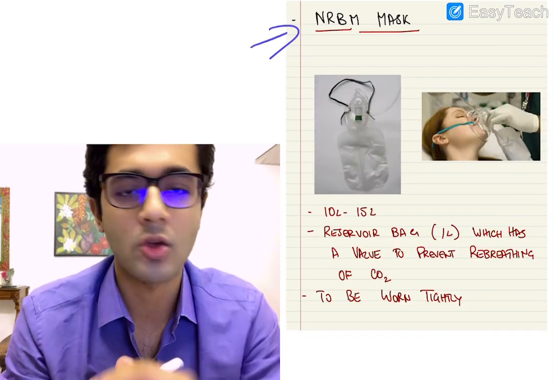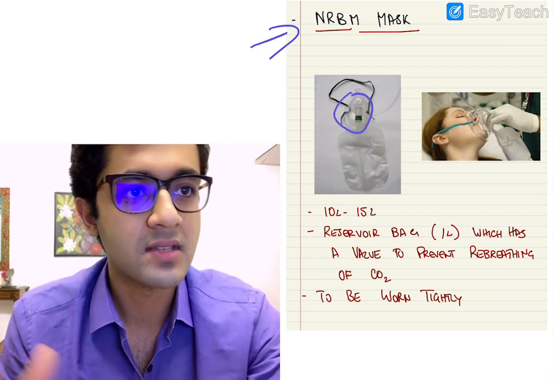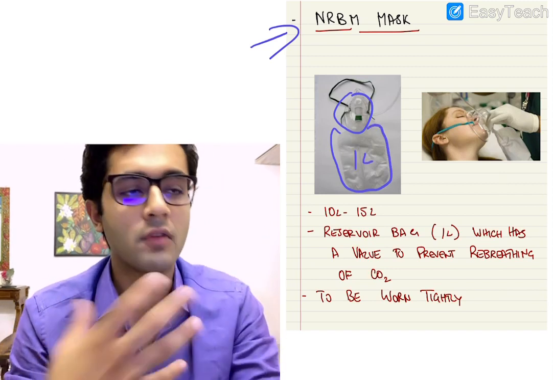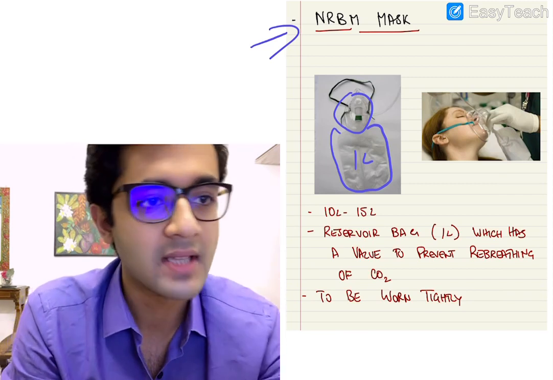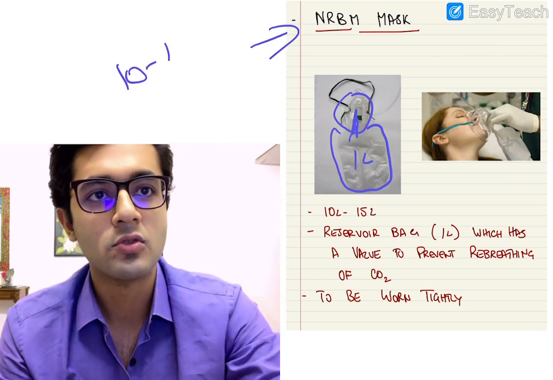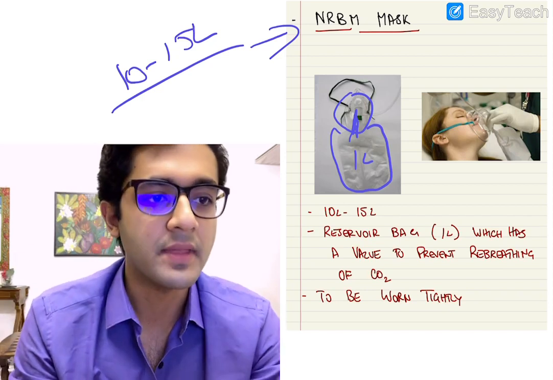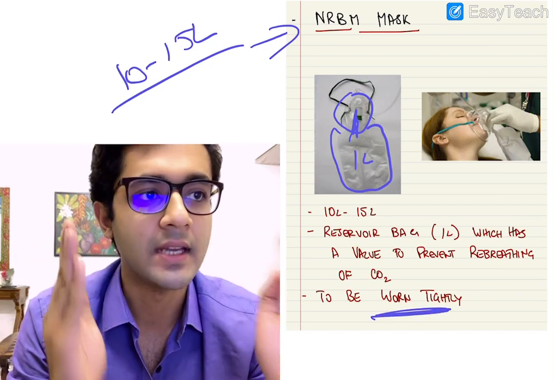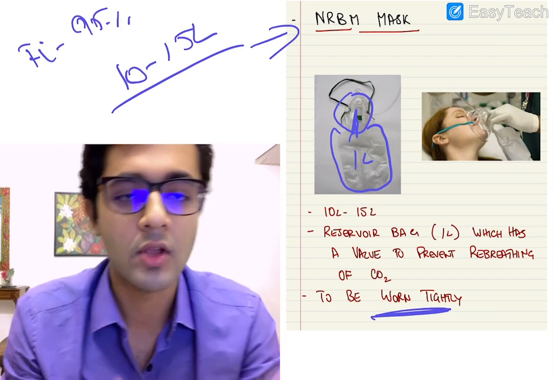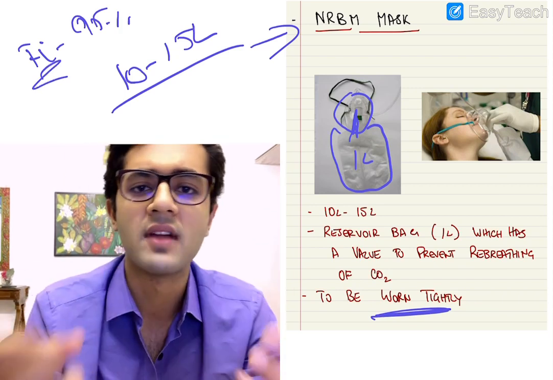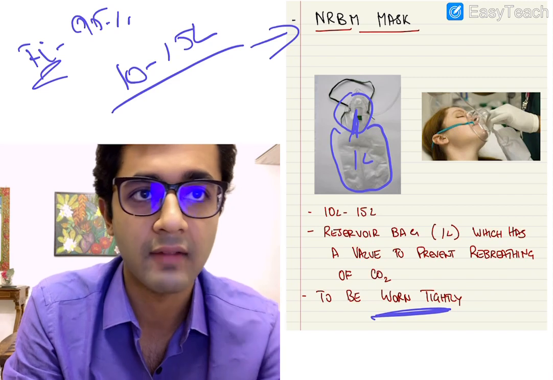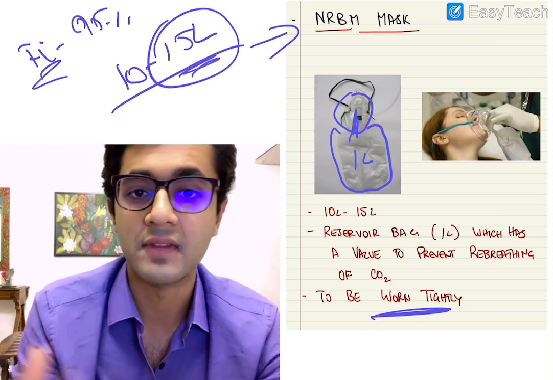Coming to the NRBM or non-rebreathing mask, the mask is very similar to the face mask, and to that you attach a large reservoir bag which has a capacity of around 1 liter. There's a valve between these two which prevents rebreathing. The NRBM is used for the range between 10 to 15 liters, and it should always be worn tightly and fixed tightly to the face. NRBM is super effective. It can provide an FiO2 of 95% when you're giving 15 liters per minute, which is a high amount. FiO2 is the fraction of inhaled oxygen.